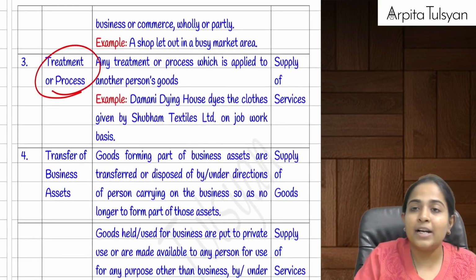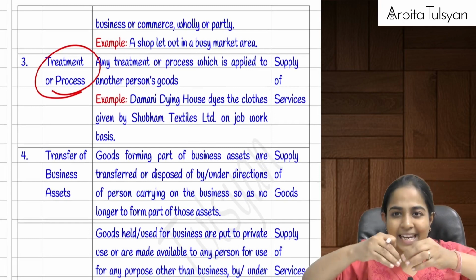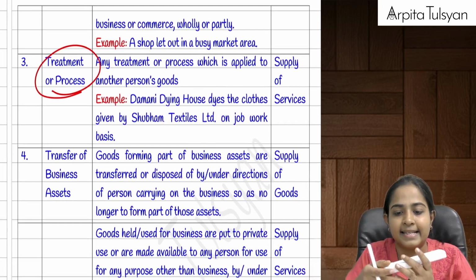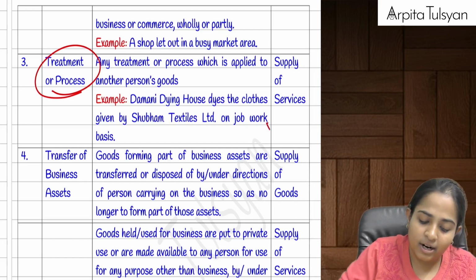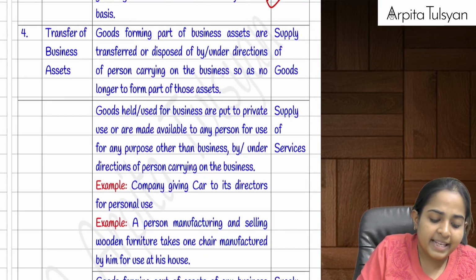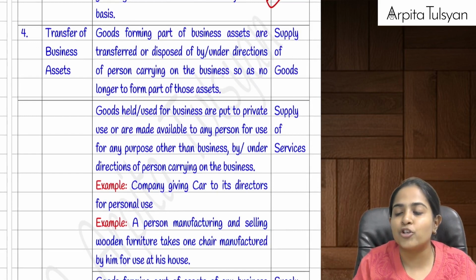Then treatment or process, if there is any job work, any labor activity going. Let's say this is the AC remote, I have given it to someone for repairing of it. It will be called as supply of services. The next one, see the words. From the words itself you should be able to identify.